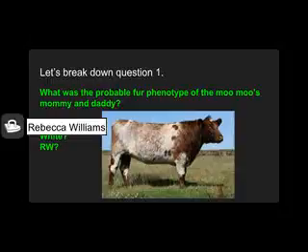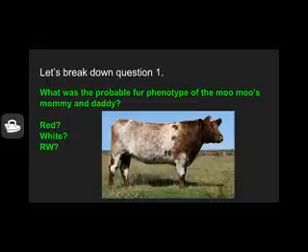Let's break down question 1. What was the probable fur phenotype of the moo-moo's mommy and daddy? Well, first, let's go back and think about other monohybrid crosses that we've looked at before, where two parents' genotypes ended up having one exact phenotype of the offspring. There wasn't any blending, there was just one color, not two distinct different colors, so we need to look at this cow and this information as new information and think about it that way.